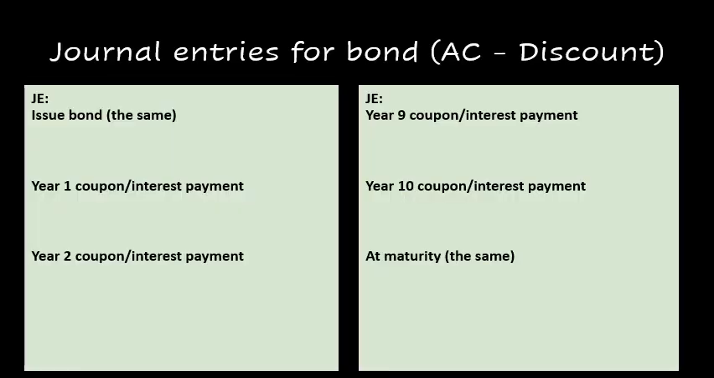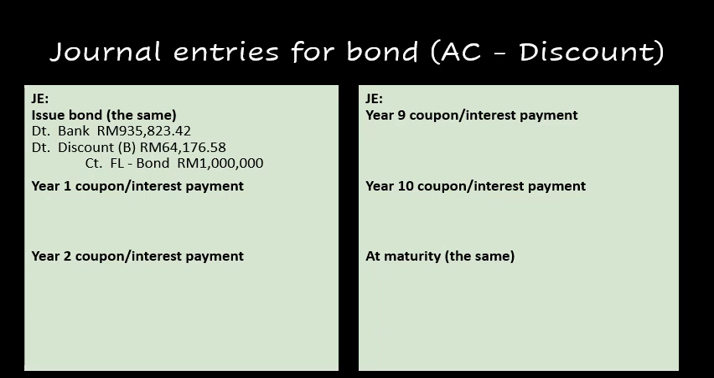Again, when we issue bond, we will record the amounts of cash that we receive. Thus, we debit bank account 935,823 ringgit and 42 cents. We also know that at the end of the bond period, we have the obligation to repay our bondholders the nominal value of the bond, 1 million ringgit. So we credit bond account with its nominal value. So the difference is the discount. So we debit bond discount account.